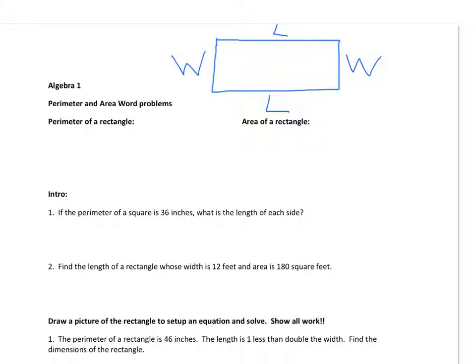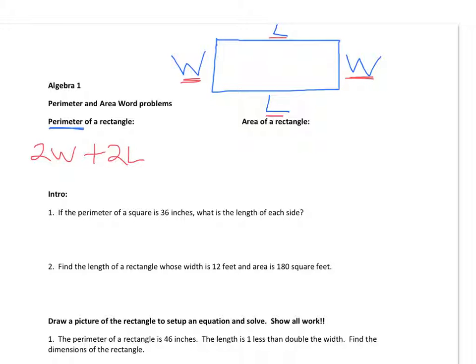Now, to go over the formulas for each: perimeter means the distance around an object. So if I did the distance around, I would add all of these together. If I did W plus W, I would get 2W. And then I'm going to add the other two sides. So if I had L plus L, that would give me 2L. So this is 2W plus 2L. Okay, so that gives me the perimeter.